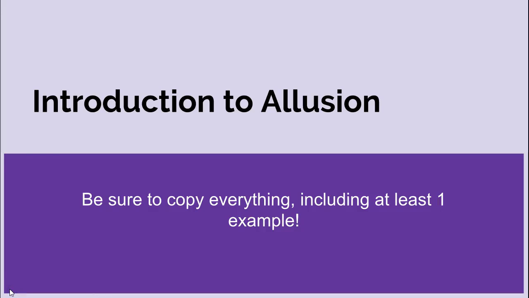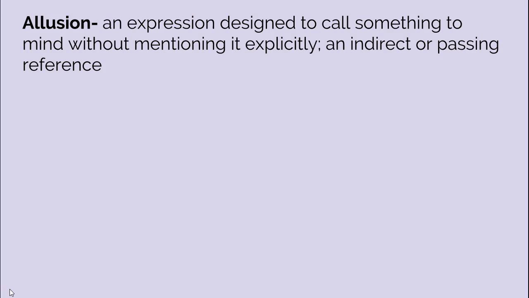So today we're going to take a look at allusions. Be sure to copy everything, including at least one example from the video. Now, to start off with, an allusion is an expression designed to call something to mind without mentioning it explicitly. It's an indirect or passing reference.